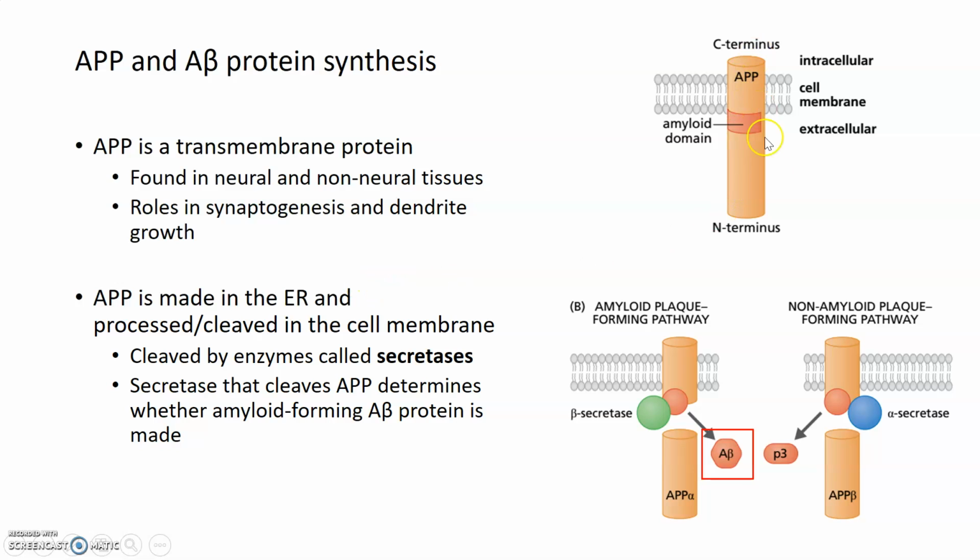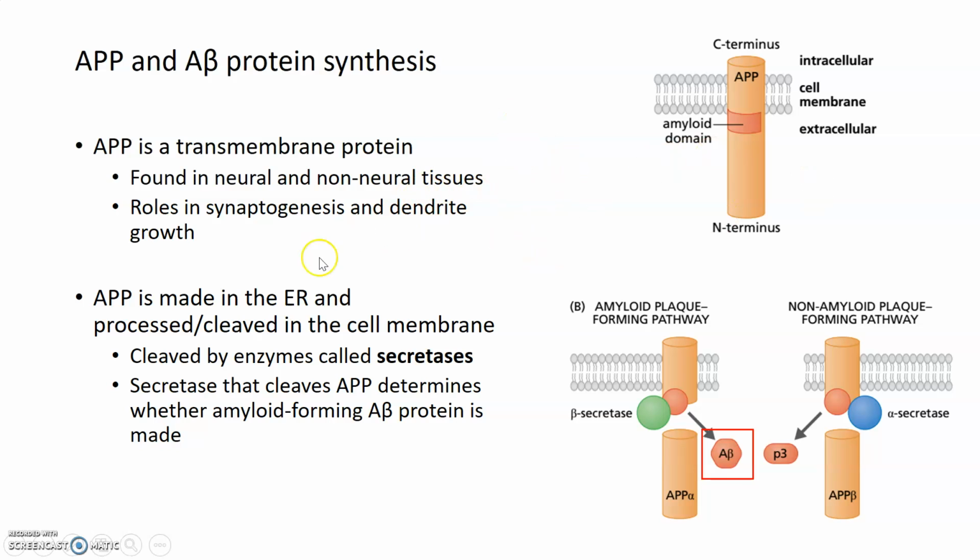APP is a transmembrane protein, which means it has an extracellular domain as well as an intracellular domain, and then a transmembrane domain where it's crossing the plasma membrane. APP is found in neural tissues in the nervous system as well as non-neural tissues. It's actually expressed in a lot of different tissue types, and it has roles in synaptogenesis as well as dendrite growth, but a lot of its roles and its function are not really well defined.